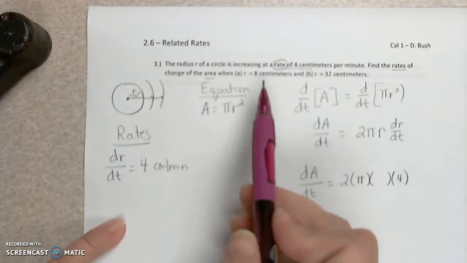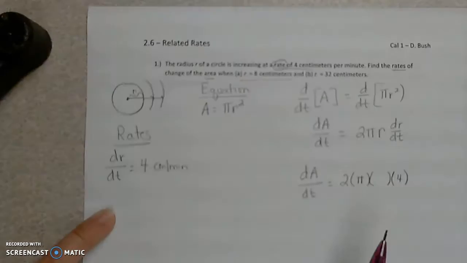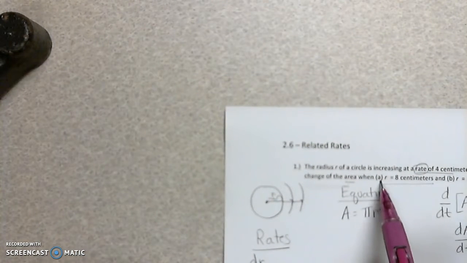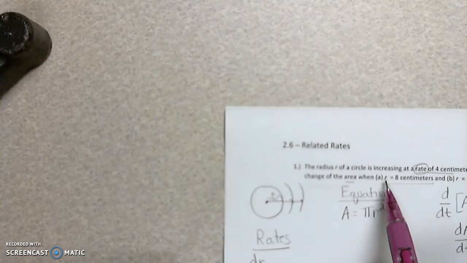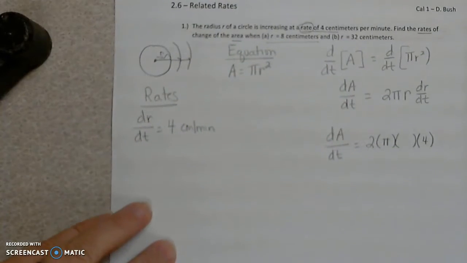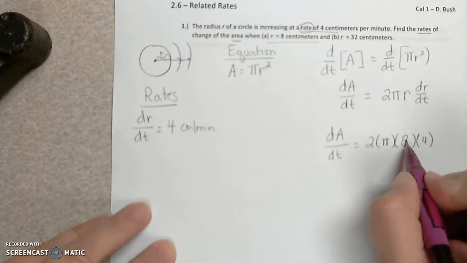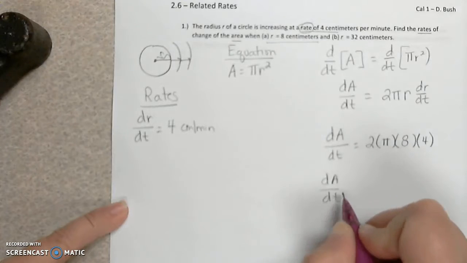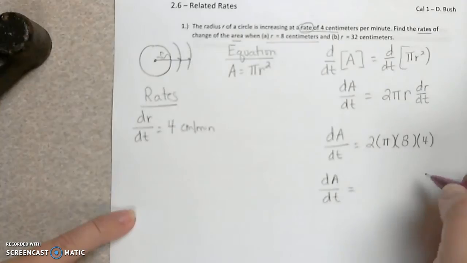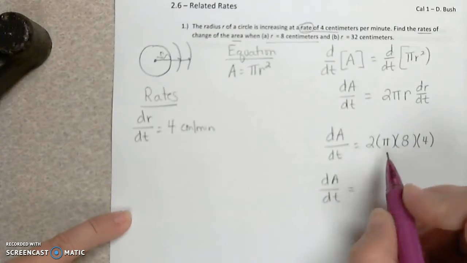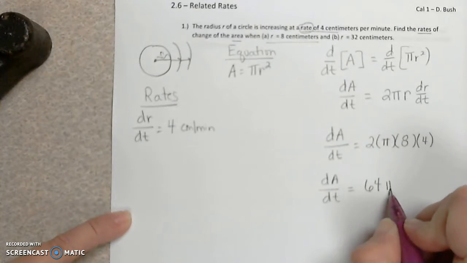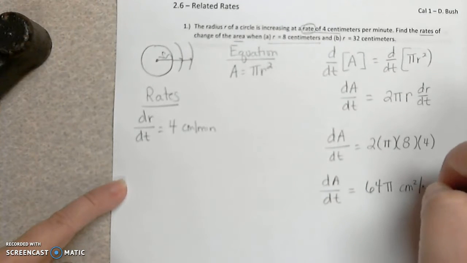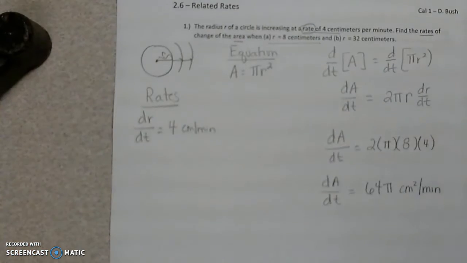Now in my problem, they're giving me r. So for part A, I want the radius to be 8. So in place of r, I'm going to fill in an 8. That says the derivative of A, or the area, with respect to t, would be 2 times 4 is 8, times 8 is 64 pi centimeters squared per minute.